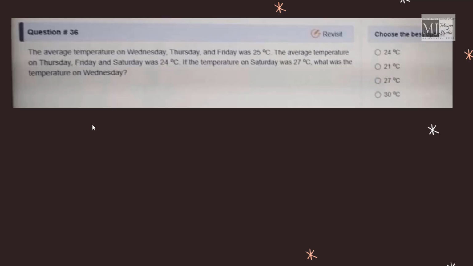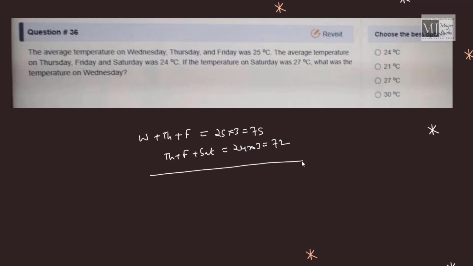Option D. The average temperature on Wednesday, Thursday and Friday was 25. So that means the sum total of the 3 temperatures would be 25 into 3, that is 75. The average temperature on Thursday, Friday and Saturday was 24. 24 into 3 is 72. So if temperature on Saturday is 27, what was the temperature on Wednesday? If I subtract these two, I'll get Wednesday minus Saturday is 75 minus 72 is 3. So temperature on Wednesday is Saturday plus 3. Saturday is 27. 27 plus 3 is 30. Yes, option D fits in.